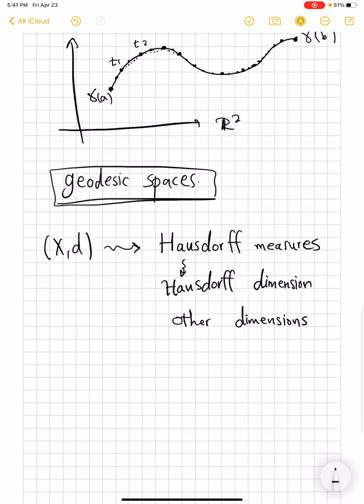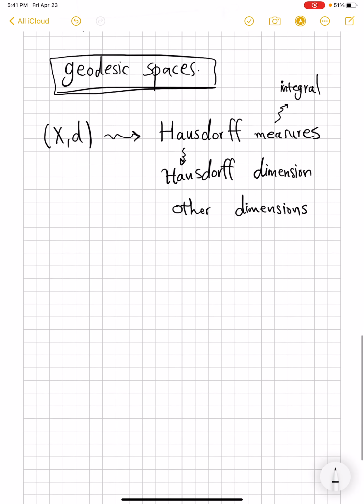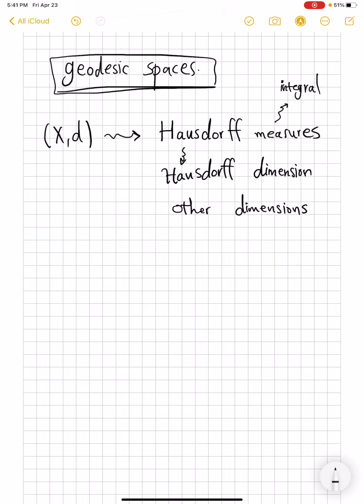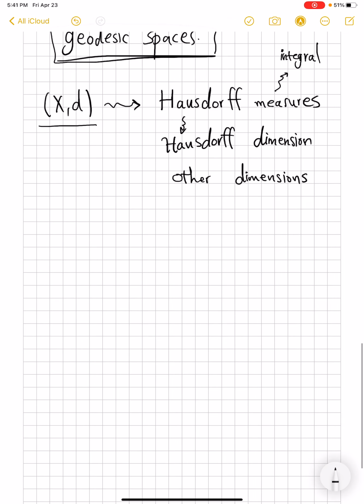And once you have a notion of measure, you can also talk about integrals, because integration is nothing but measures applied to characteristic functions. And okay, so we will see that these are actually quite non-trivial, and it's quite surprising that just having the distance function you can do this much on an abstract metric space.